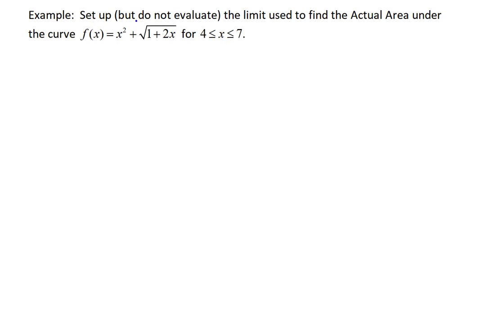Okay, we're not quite there yet, but let's set up the limit used to find the actual area under the curve given as f of x equals x squared plus the square root of the quantity 1 plus 2x, that's all under the root, for x greater than or equal to 4, but less than or equal to 7. Now this function is a little more complex than a simple polynomial.